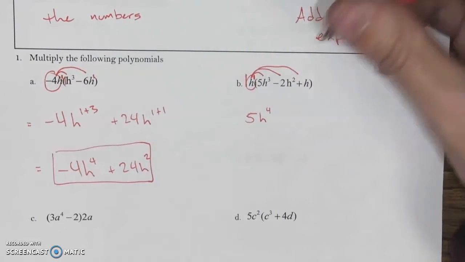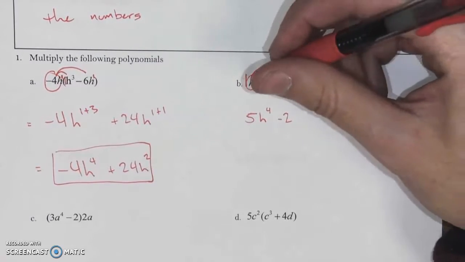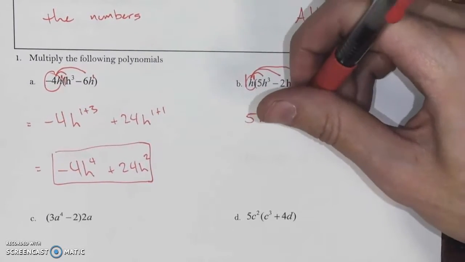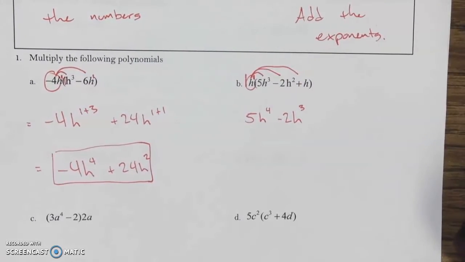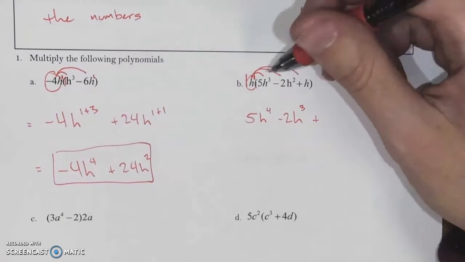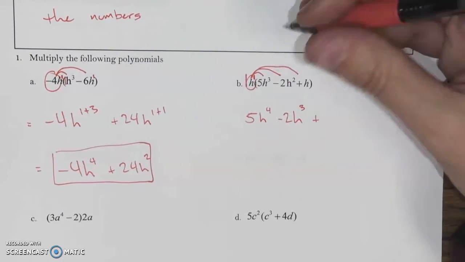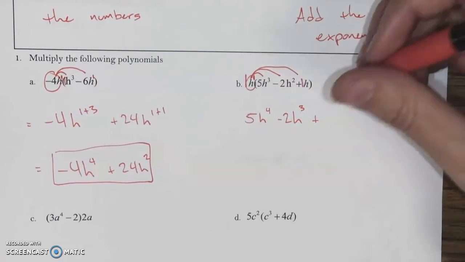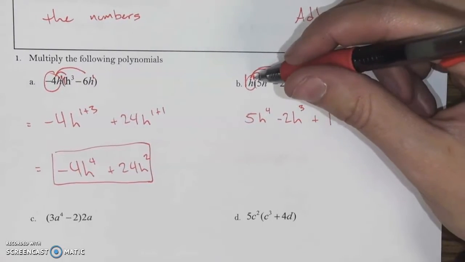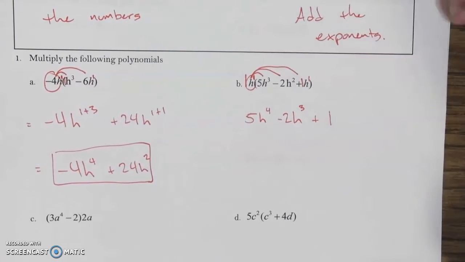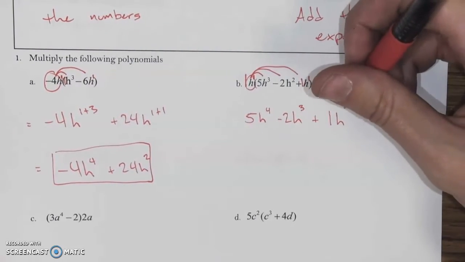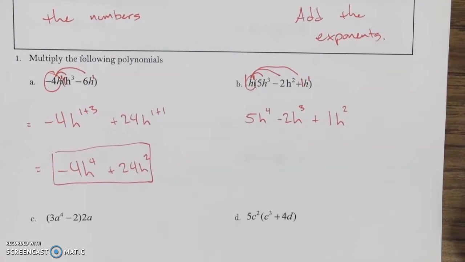1 times negative 2 is negative 2. H to the 1 plus 2 is h cubed, plus 1 times 1, which is 1. H to the 1 times h to the 1 is h to the 1 plus 1, or h squared.